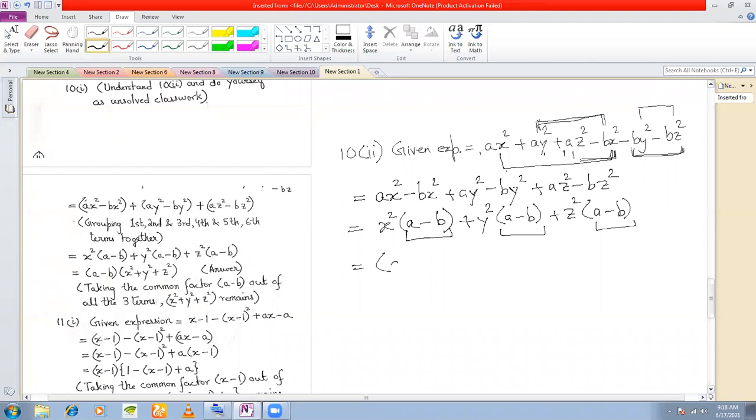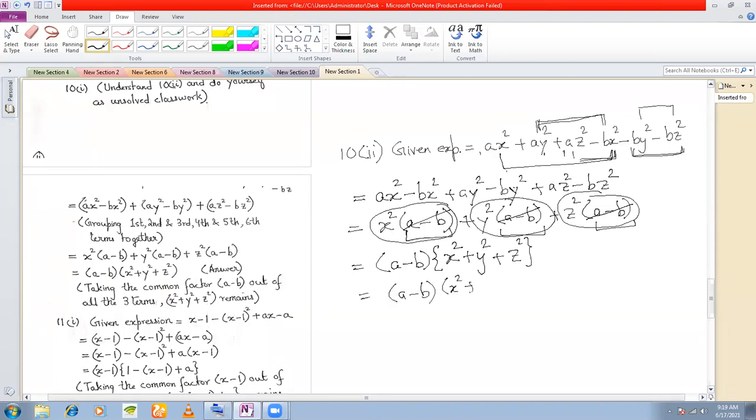So therefore, now you can take out a minus b from all the three. From this entire term, if you're taking out a minus b, you're only left with x square. From this entire term, you're taking out a minus b, so you're only left with y square. And from this entire term, you're taking out a minus b, so you're getting z square. So therefore, a minus b into x square plus y square plus z square are the two required factors.